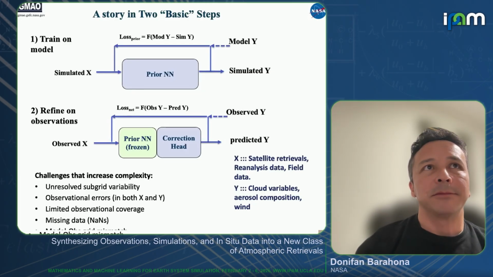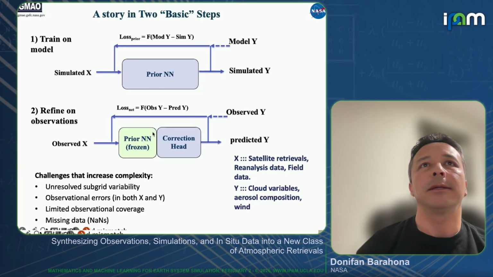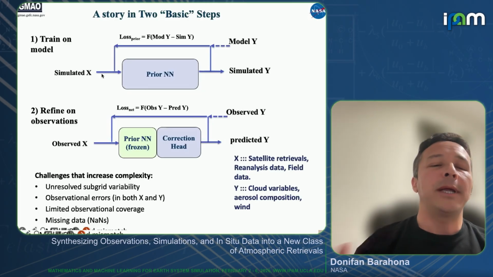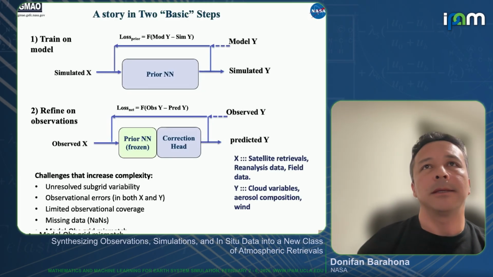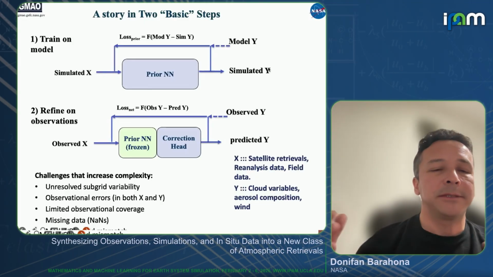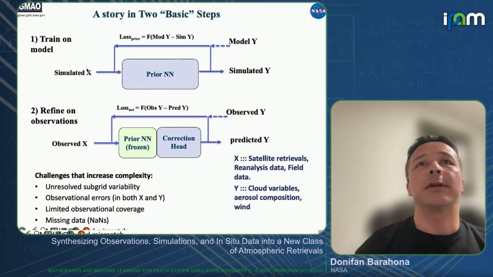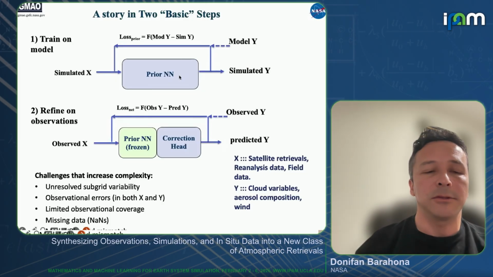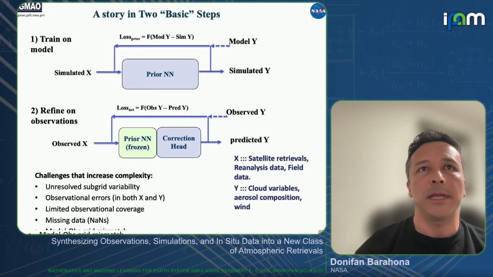Well, just two steps: train a model and refine on observations. That's typically how we will approach this kind of thing, right? So let's say that we have pairs of data, a simulated X, a simulated state, and a simulated target. Then we're trying to connect those two things. Then we can just train one neural network to connect those two things. That's actually not a very hard problem to do.